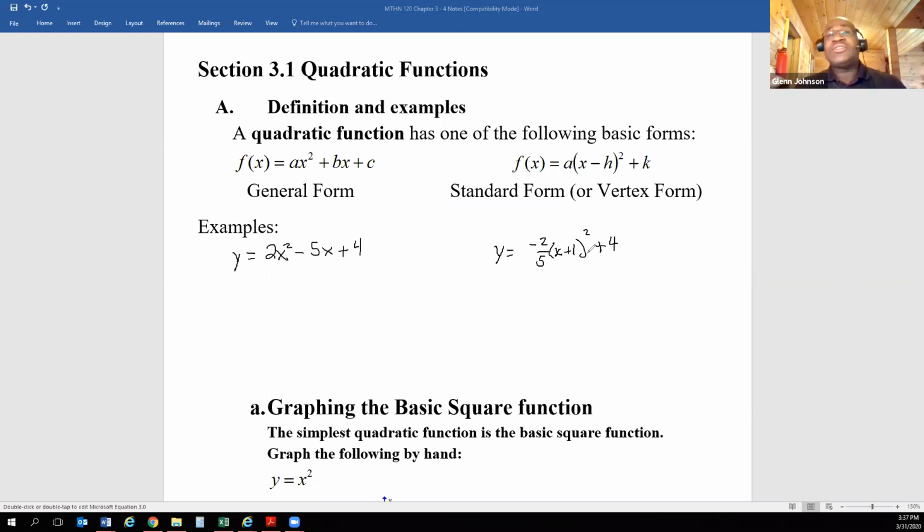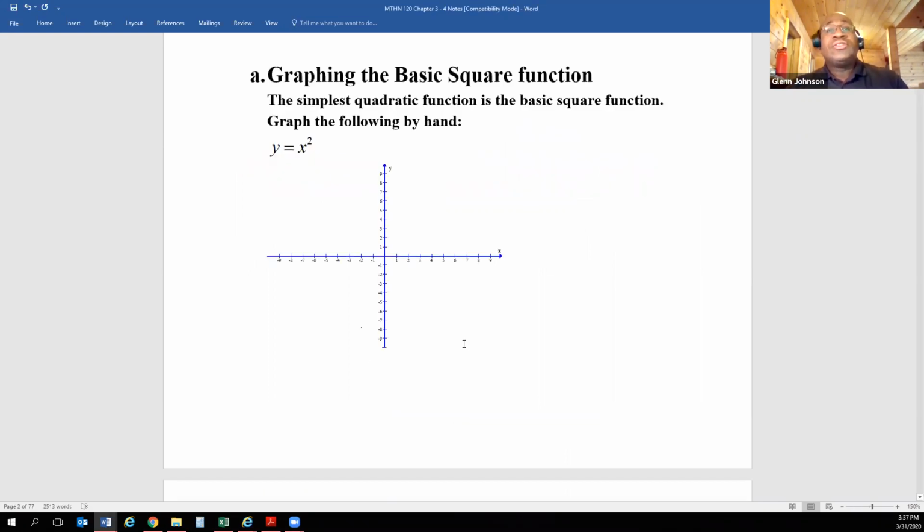Now, the main thing that makes a quadratic function is that it's a polynomial function that has a degree of 2, which is to say that it's going to be an expression that contains an x squared term in it. Now, when we look at graphing these types of functions, the most basic quadratic function is the squaring function. So let's take a look at the squaring function y equals x squared.